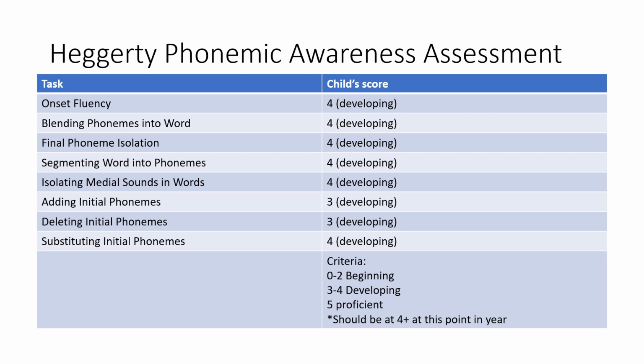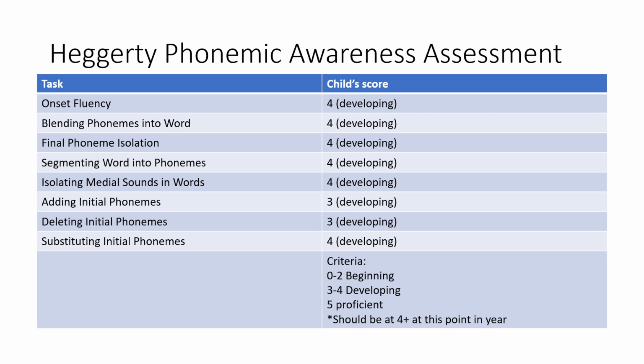And as you can see, there's a variety of tasks that we're looking at, and then we have Zach's scores on the right-hand side. And there's criteria there at the bottom of the slide. We can see that a 3 to a 4 is developing, 5 is proficient, and the teacher shares that most kids should be at that 4+ at this point in the year. But we're not quite at the end of the school year, so some of those lower scores might still be okay because they'll do it again at the end of the school year.